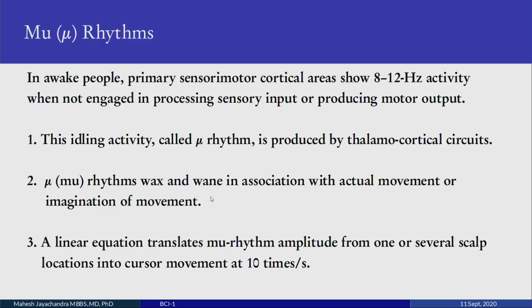So coming to mu rhythms. In awake people, the primary sensorimotor cortical areas show an idling kind of activity, like a car or a scooter in neutral, between 8 to 12 Hertz, when not engaged in processing sensory input or producing motor output, when you're just still. This idling activity is produced by the midbrain structure, the thalamus and thalamocortical circuits. The thalamus is in the center of the brain, and it has recurrent circuits with the cortex, and this is the idling frequency, if you will, of a thalamocortical circuit.